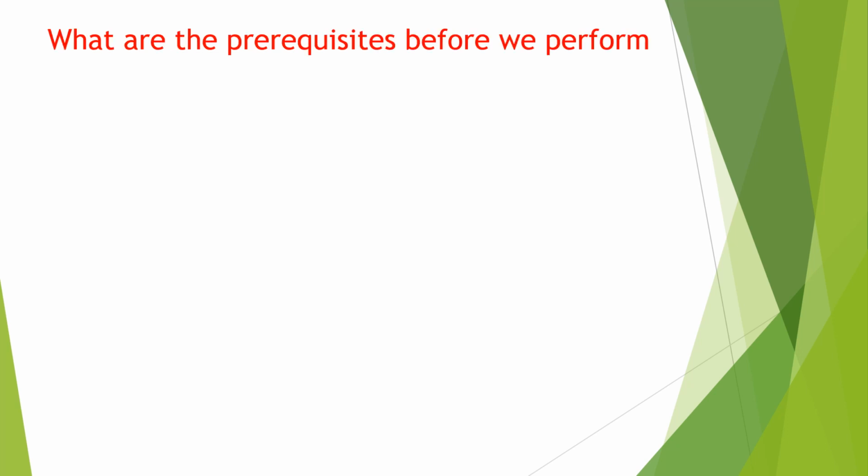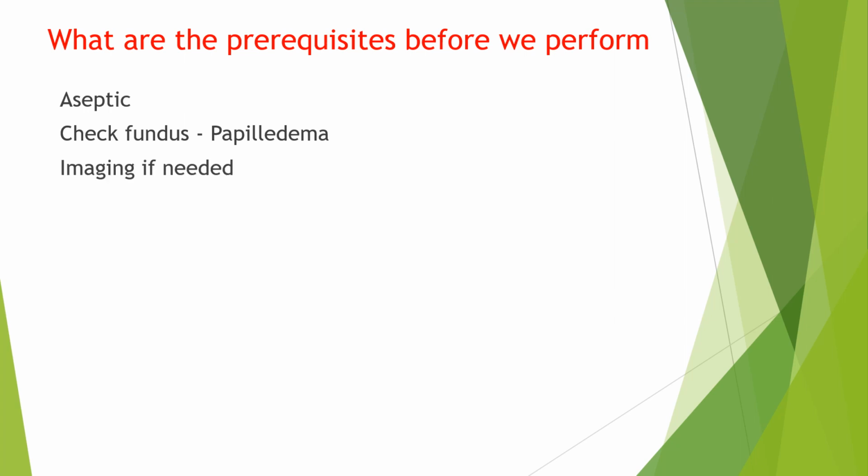What are the prerequisites before we perform lumbar puncture? It has to be absolutely aseptic precaution, otherwise we induce iatrogenic meningitis. We have to check the fundus and rule out papilledema. If fundus cannot be seen, then you have to go for imaging and rule out possible intracranial tumor before you go for a lumbar puncture. Imaging is done if there is necessity, and then you can proceed with the lumbar puncture. Guarded LP is done in selected cases.